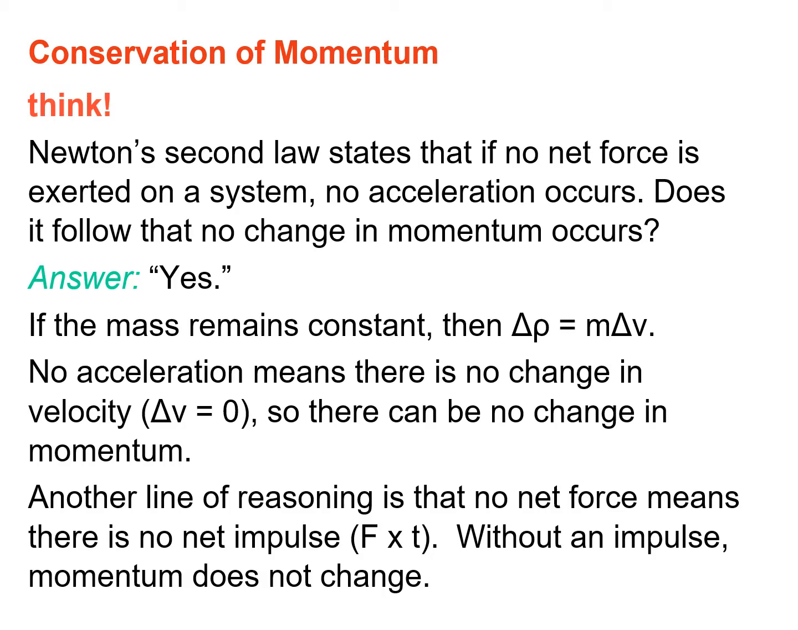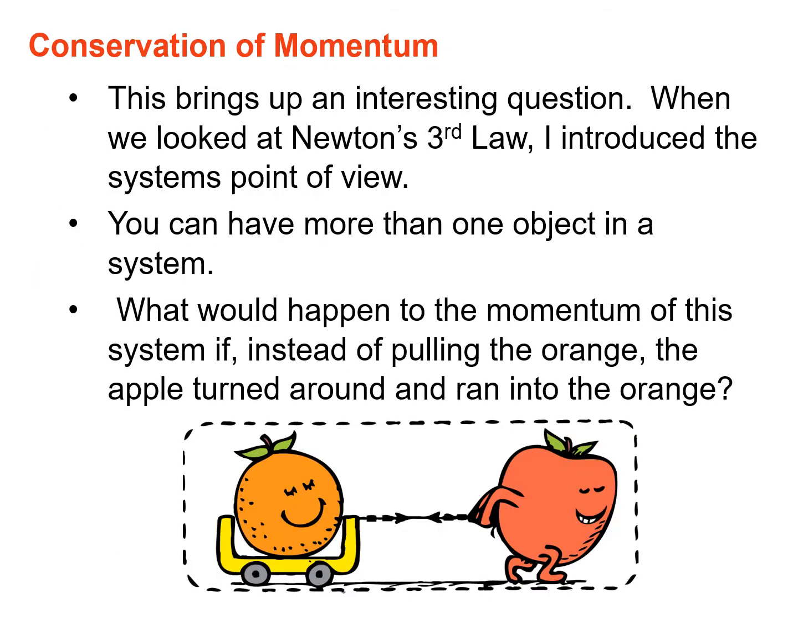The other way you could think of it is, in order to change momentum, you need something called an impulse. An impulse is a force applied over time. If you have no acceleration, you have no force, and without a force, you cannot have an impulse. So again, there's no way that momentum could change. So without a net force, there can be no change in momentum.